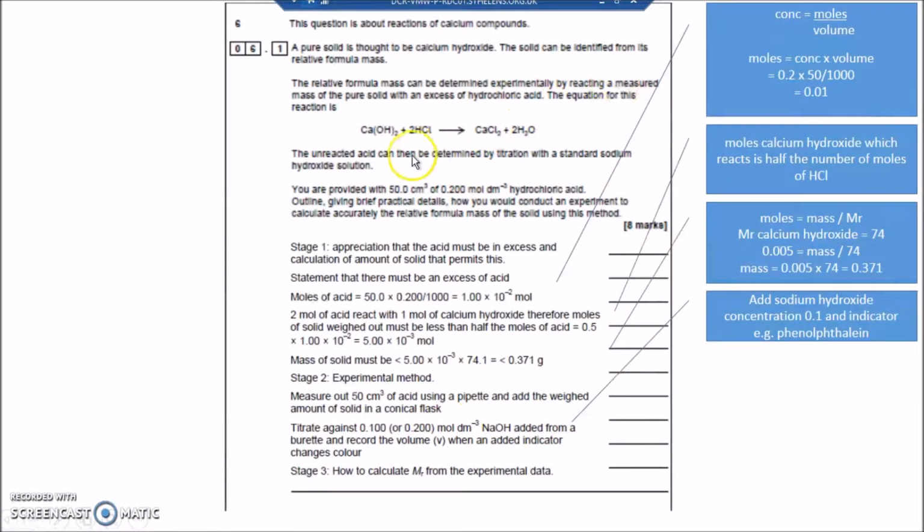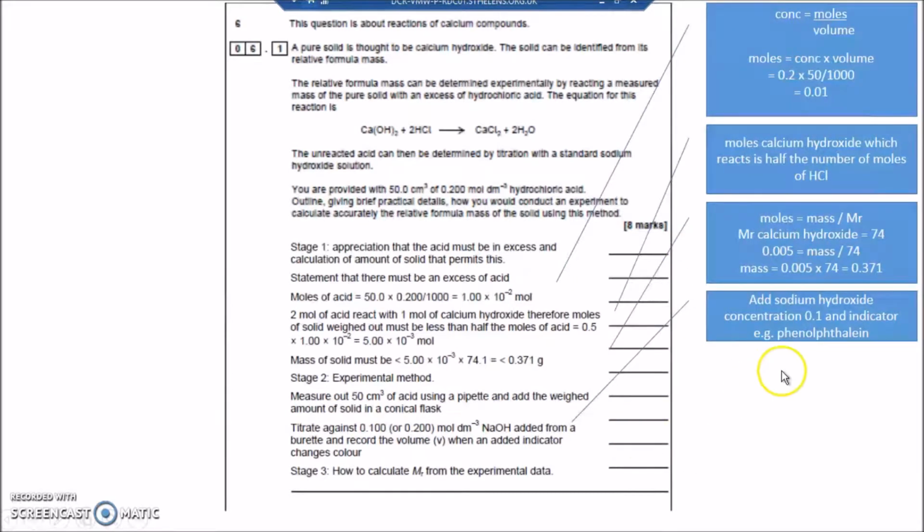It says a standard solution of sodium hydroxide. Now when you titrate anything, you usually use 0.1 as a concentration. So 0.1 is going to be the concentration of sodium hydroxide that you're going to add. And you have the sodium hydroxide in a burette and you'll be adding it. You'll have the leftover hydrochloric acid in a conical flask that you've mixed with the calcium hydroxide, so you'll have that underneath. You'll have to add an indicator.